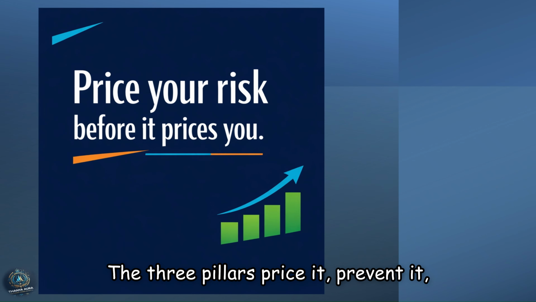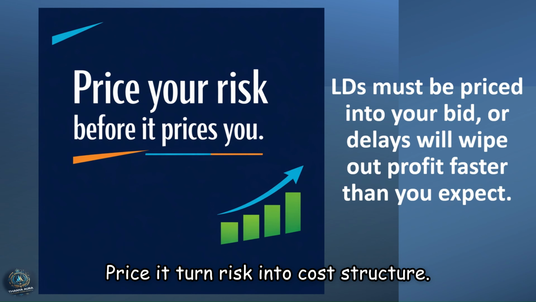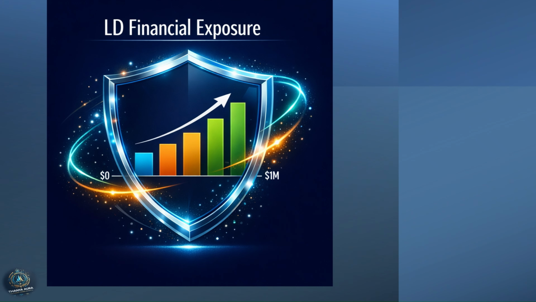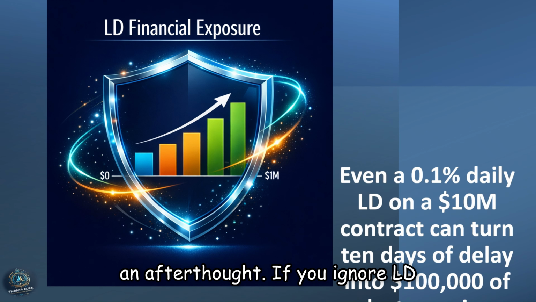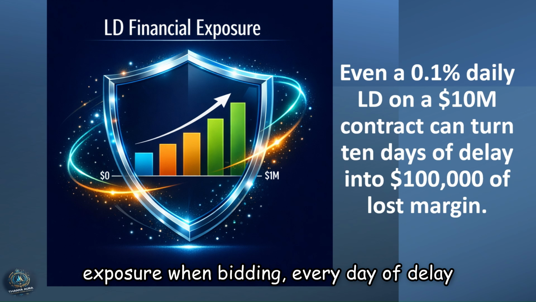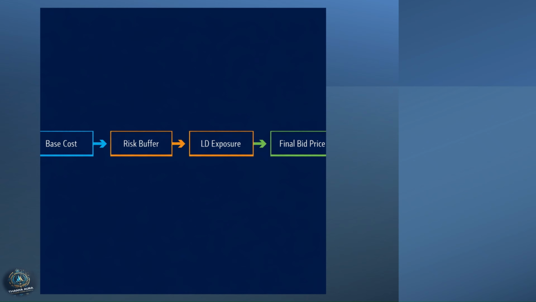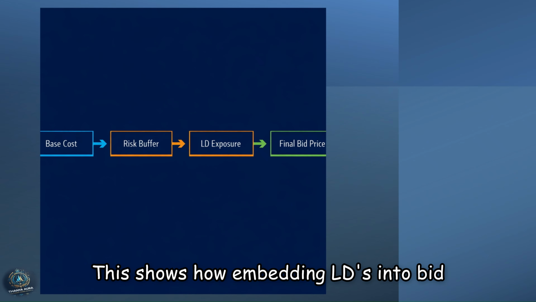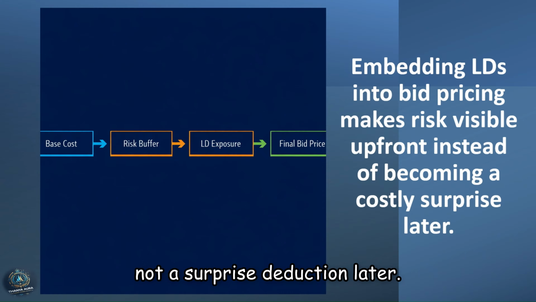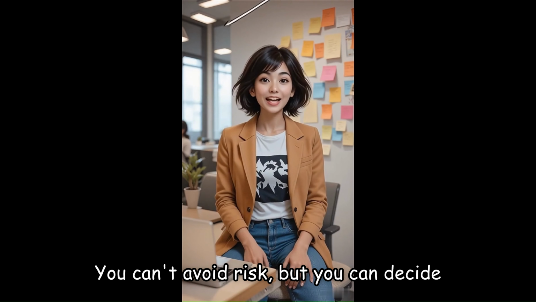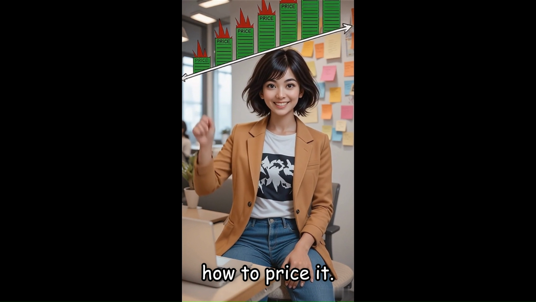The three pillars: price it, prevent it, insure it. Price it. Turn risk into cost structure. LDs should be part of your pricing, not an afterthought. If you ignore LD exposure when bidding, every day of delay costs more than expected profit. This shows how embedding LDs into bid pricing turns risk into a visible cost, not a surprise deduction later. You can't avoid risk, but you can decide how to price it.